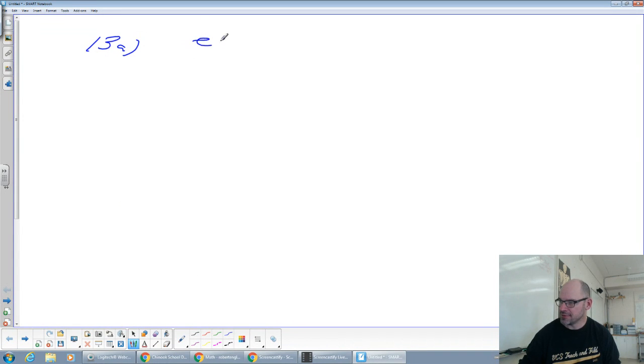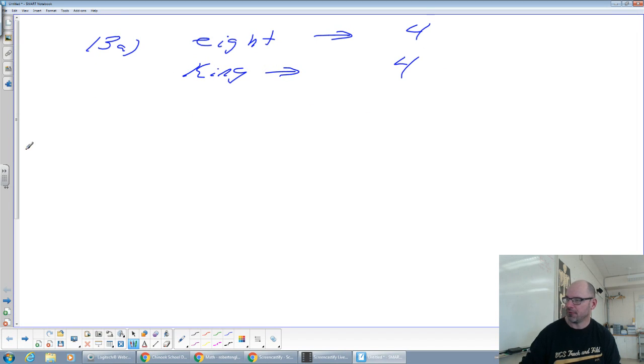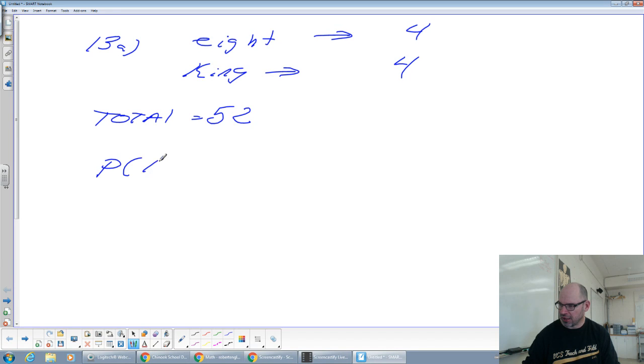Okay, an 8. So in a deck of cards, there are 4 8s or a king. In a deck of cards, there are 4 kings. Those are your favorables. And your total number of cards that you have is 52. So that's what it's coming out of. So the probability of an 8 or a king is 4 out of 52.